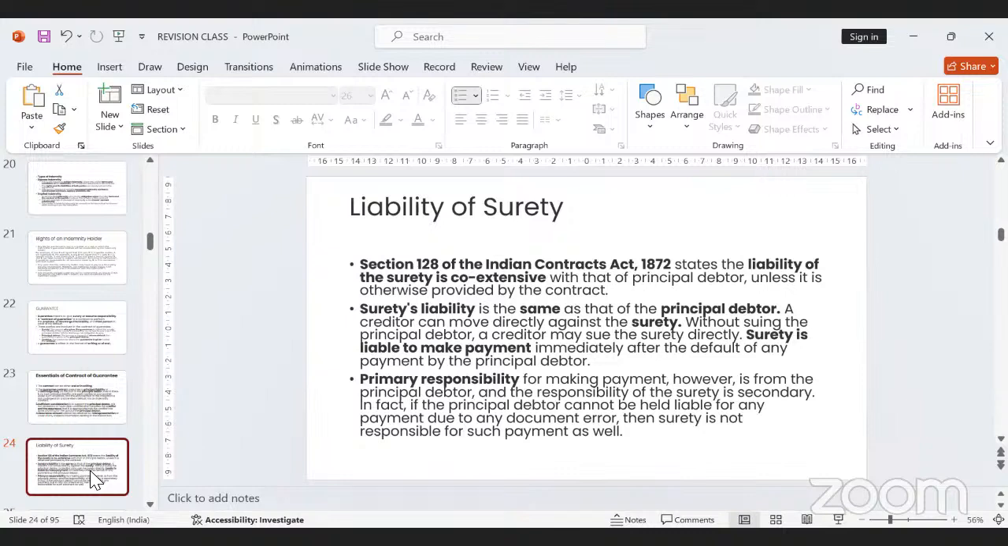So that is why it is said the liability of a surety is coextensive with that of the principal debtor. That means it exists along with the principal debtor. If the principal debtor's liability is not there, the surety's liability also would not be there. And one more thing is, a creditor cannot directly take action against the surety, or a creditor cannot directly go and demand the money from the surety.